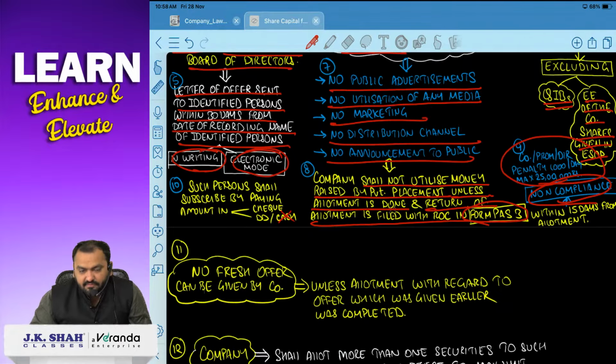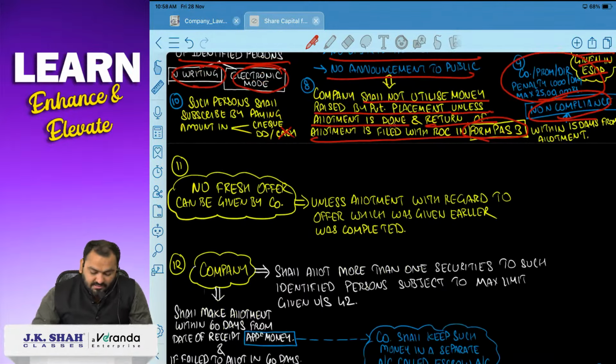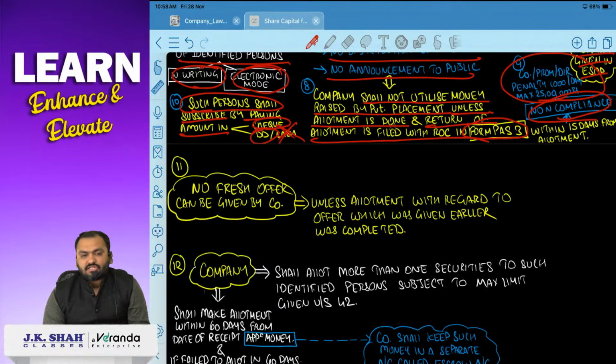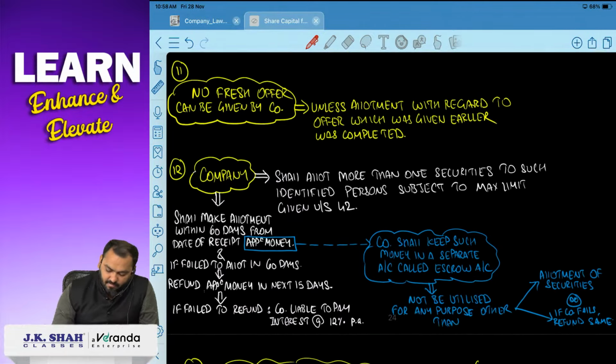Nine points. Tenth point. Such people can invest money, can subscribe such shares, by paying the amount by cheque or DD, but not cash. Cash is not allowed. Cheque is allowed. DD is also allowed. Are you getting the point? Ten points. Now the 11th point.